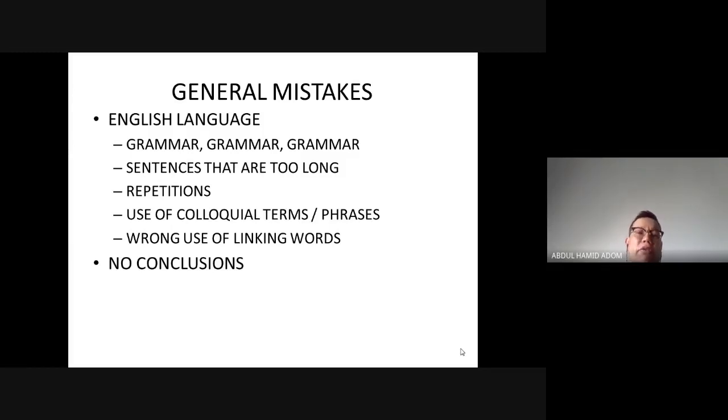And then the use of wrong linking words. What are linking words? Linking words are words such as therefore, hence, and so on. It's not that you cannot use them. I would suggest that you do not use them, because most of the students use the wrong word when they're trying to say something. Another is no conclusions.